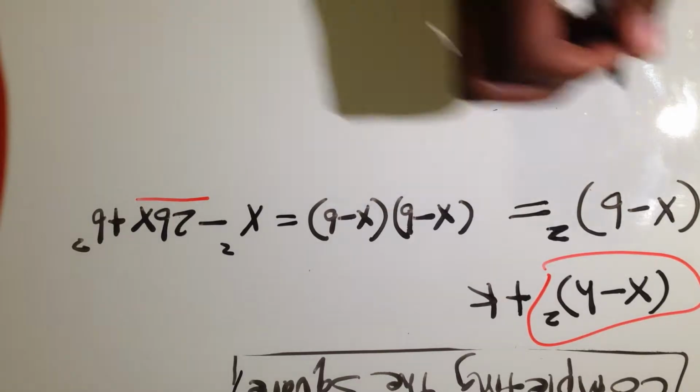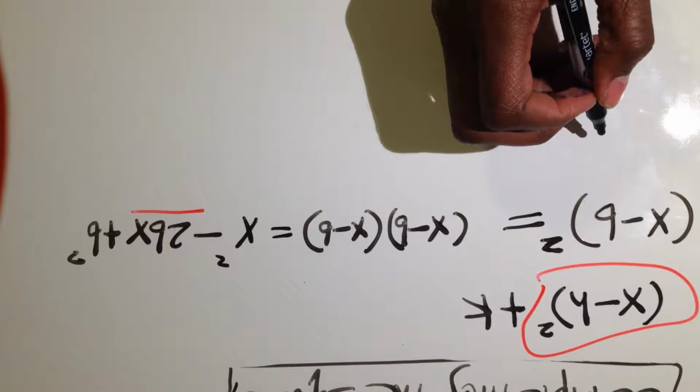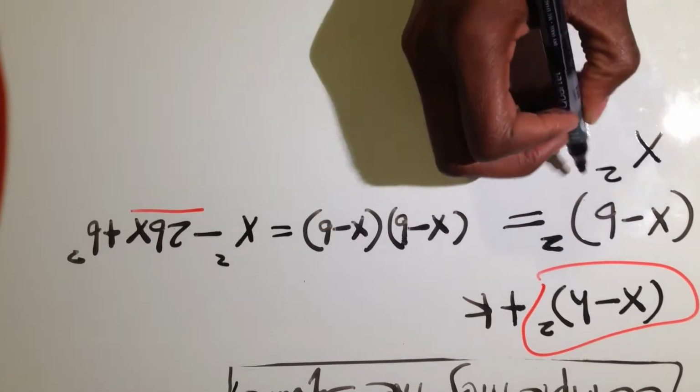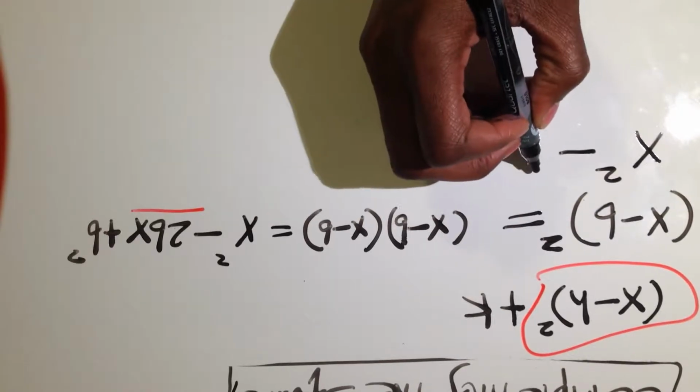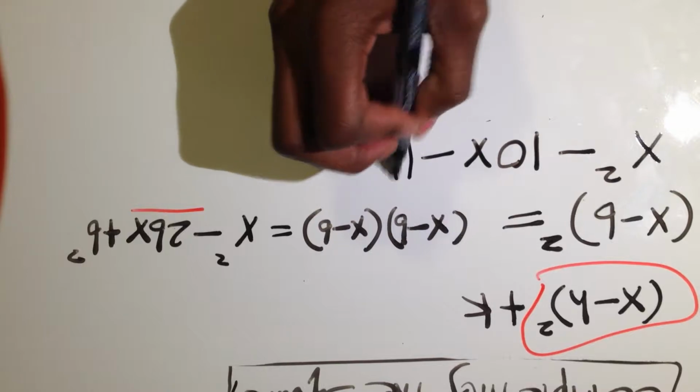But this is the traditional way. Remember, it's not my way. I'm just showing you how it works. All right, let's say, for example, they give us this expression here: x squared minus 10x minus 11 equals 0.